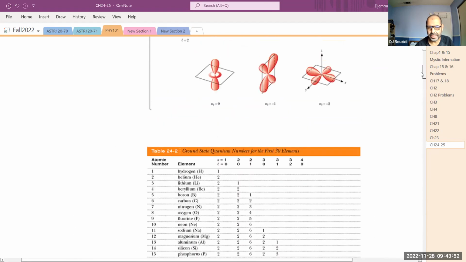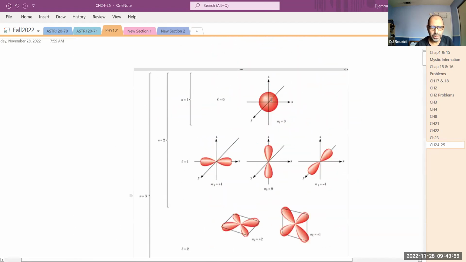For the case of the hydrogen atom, these are the principal number n. For n equals 1, remember, L at most will be n minus 1. Since n is 1, 1 minus 1 is 0. So the only value for L is 0. And this is the way that the electron will be distributed in a spherical shape. This is called the S level.